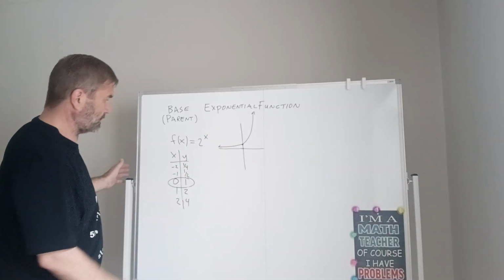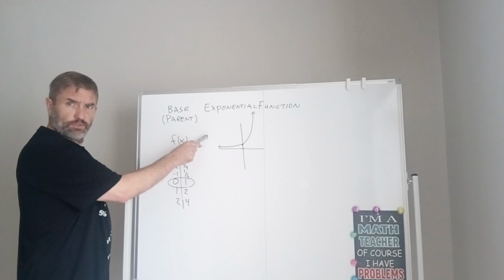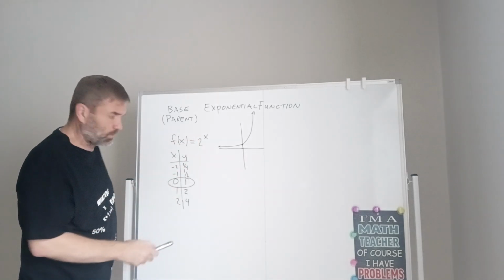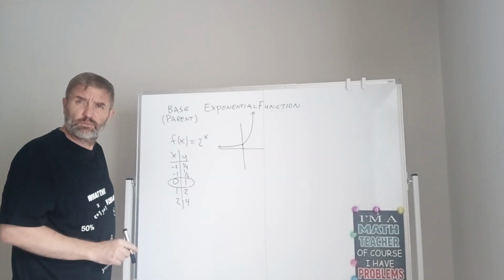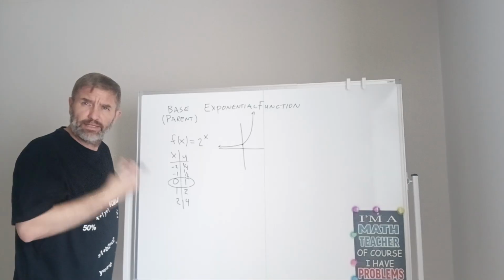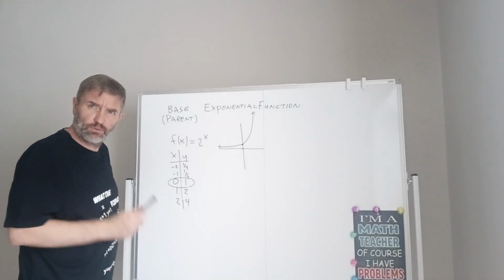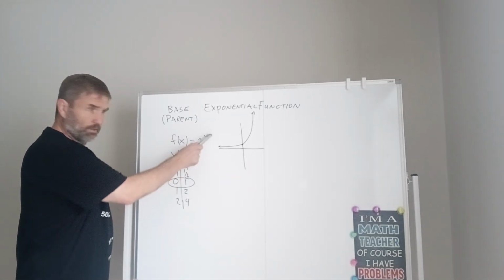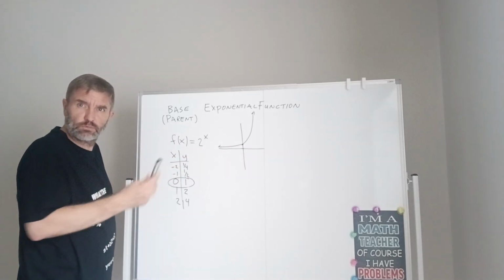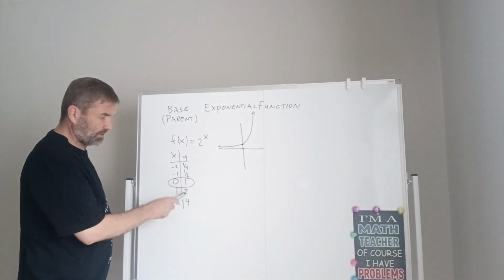Now, how did I get those points? Well, let's try 2 to the 0. Recall that anything to the 0 power is 1. Don't make the mistake of thinking anything to the 0 power is 0. Anything to the 0 power, no matter what the number is, is 1. 2 to the 1 power is 2, well, it's 2 to the first. Anything to the first power is itself.